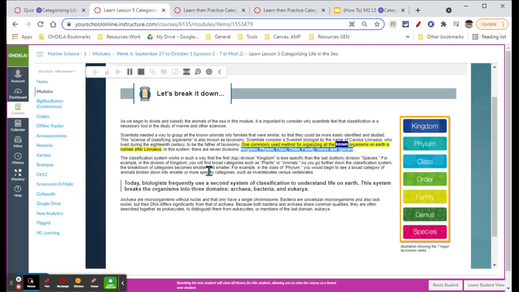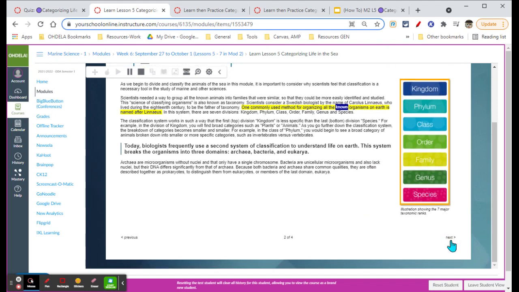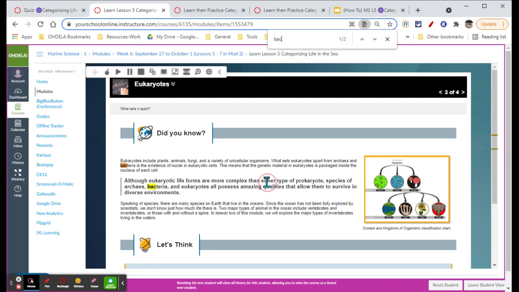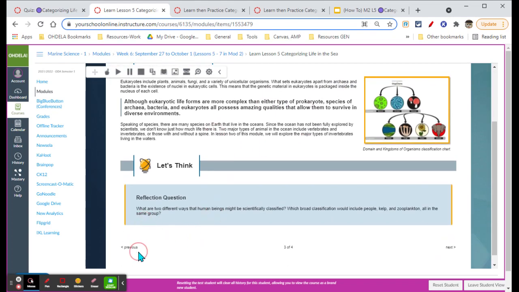So if I am looking and looking, you can also do Control Find and type backbone. Backbone is not on this page. You can check the next page and see if backbone is here. If backbone isn't here, then there's another word for backbone we need to find. Let's go back.